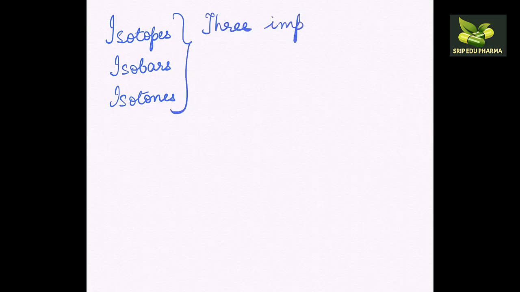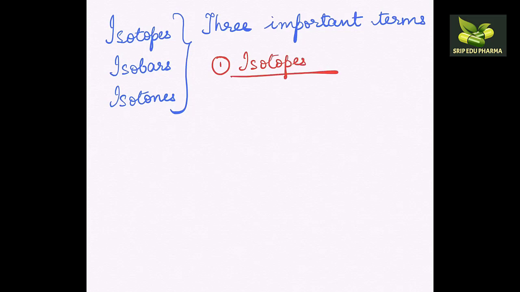Dear friends, I think till here you have understood. After that I will be telling about isotopes, isobars and isotones. And when we write any element, you must know that in the lower portion we write the protons and in the upper portion we write the mass number. Now we will be discussing the three terms that I told: isotopes, isobars and isotones.